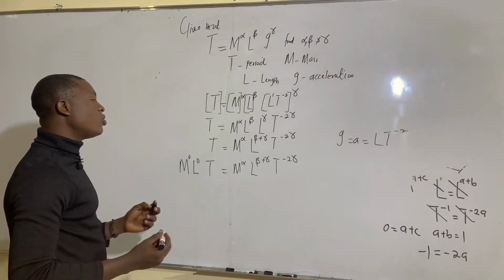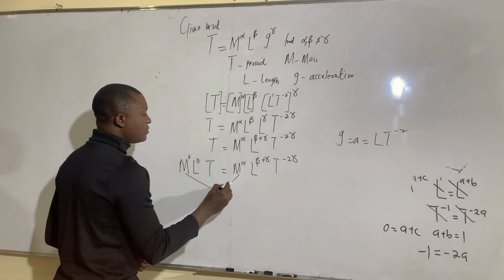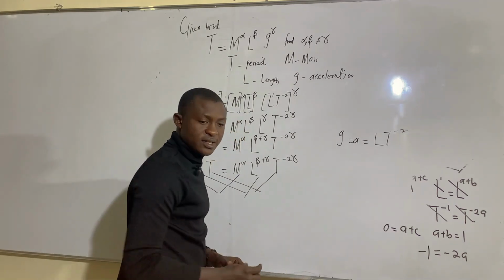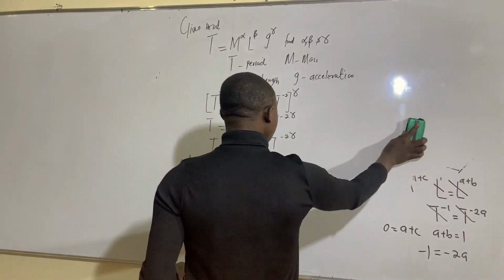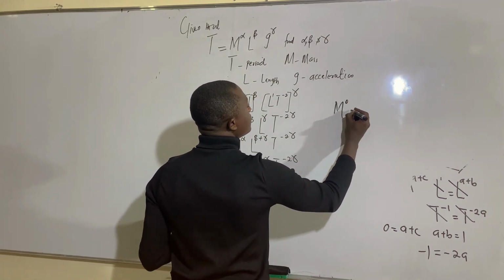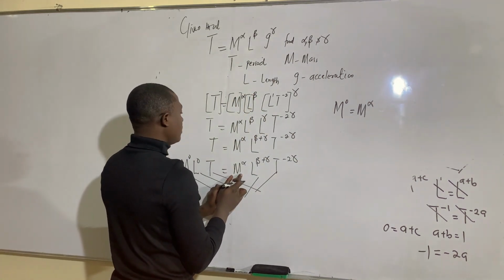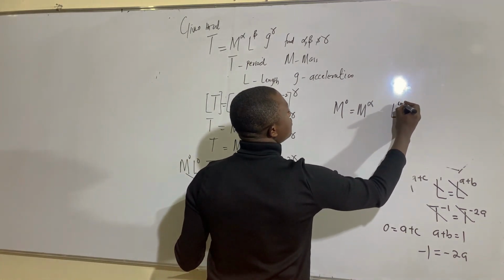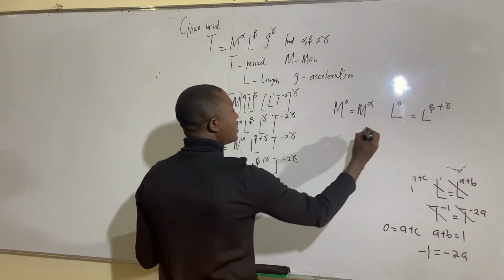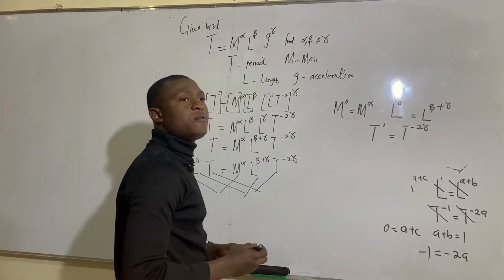So what is the next step? Is to compare what we have at the right-hand side together with the one that we have at the left-hand side. So M for M, L for L, at the same time T for T. So once you do that, we have M raised to the power of 0 is equal to M raised to the power of alpha for the first one. For the second one, we have L raised to the power of 0 is equal to L raised to the power of beta plus gamma. Then for the third one, I can have T raised to the power of 1 is equal to T raised to the power of minus 2 gamma. You can see I've already formulated all the three.